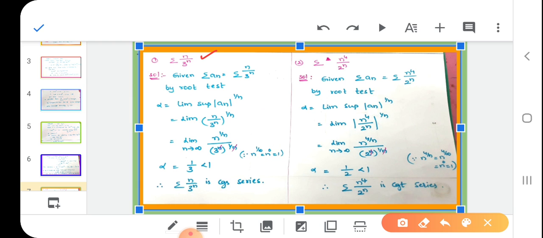By root test, what do we find here? We find the limit of the given series: alpha equals limit supremum of a_n whole power 1/n. This is the formula of the root test. Limit means limit n tends to infinity. What is a_n here? (n/3)^n, whole power 1/n.